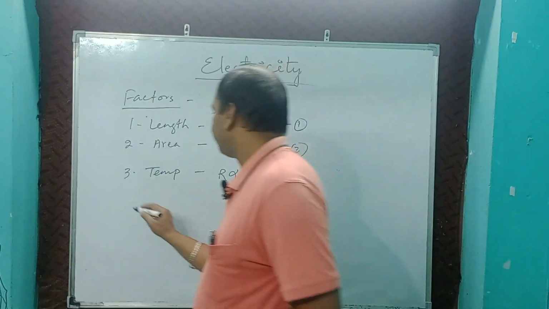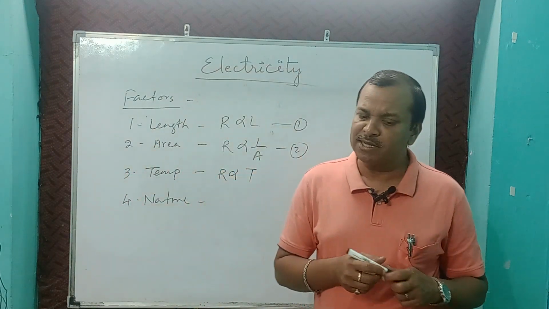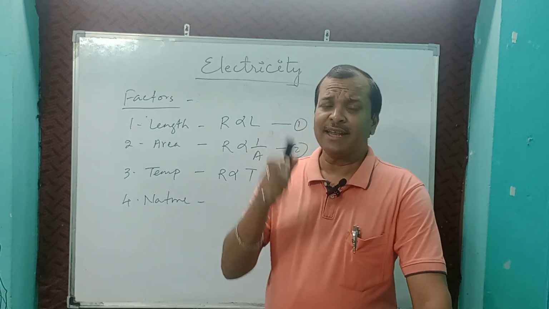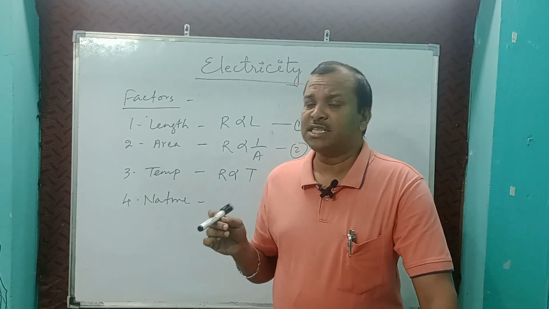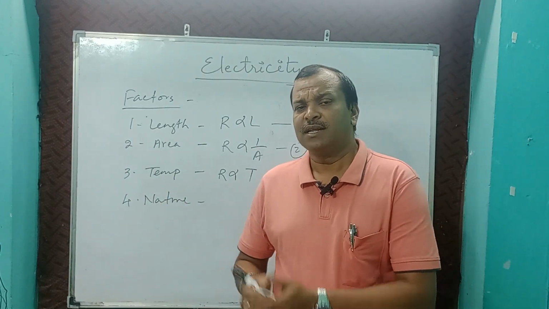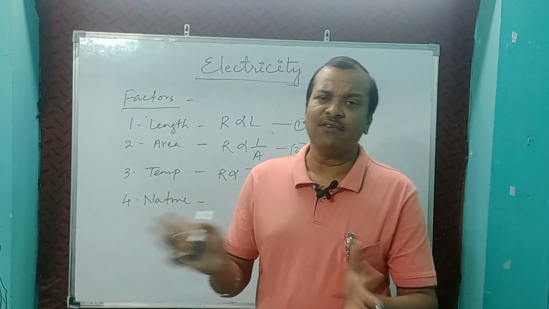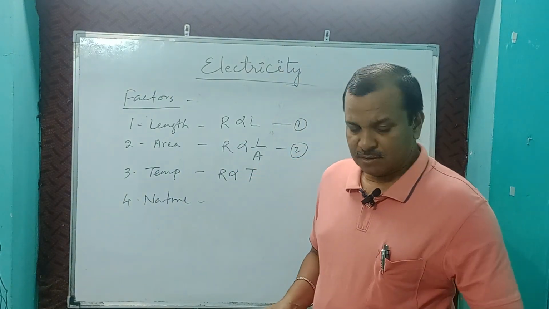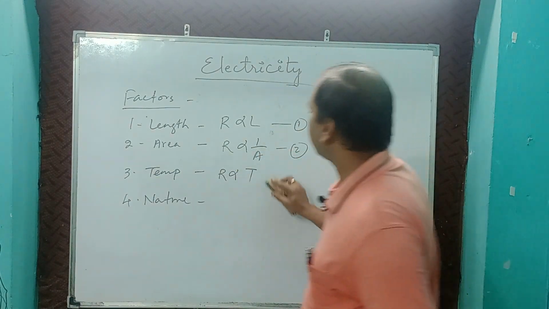Next one is nature. Nature is actually independent. Nature independent means what? Nature of the material of a conductor means, suppose we take copper. Copper has a definite resistivity, and if we take nichrome or another conductor, it has a different one. Suppose I take iron, so they have different resistivities. Is it clear? So they are independent. So now we will find out from equation 1 and equation 2 the resistivity.